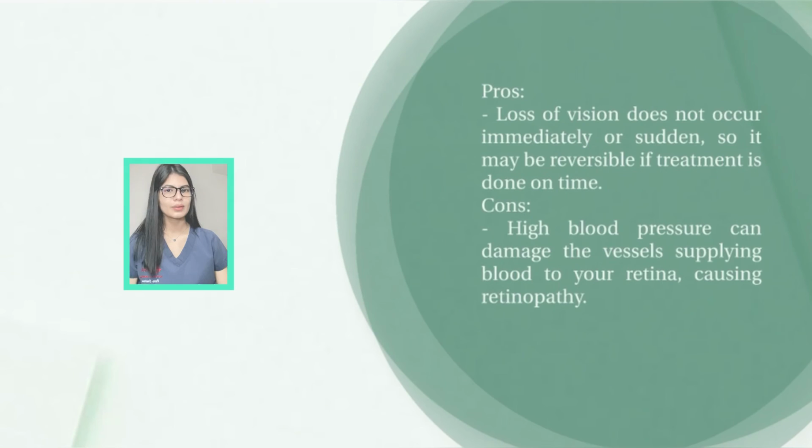Pros: loss of vision does not occur immediately or suddenly, so it might be reversible if treatment is done on time. Cons: high blood pressure can damage the blood vessels supplying your retina, causing retinopathy.